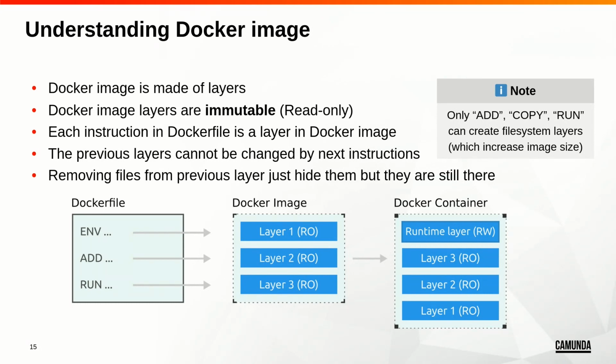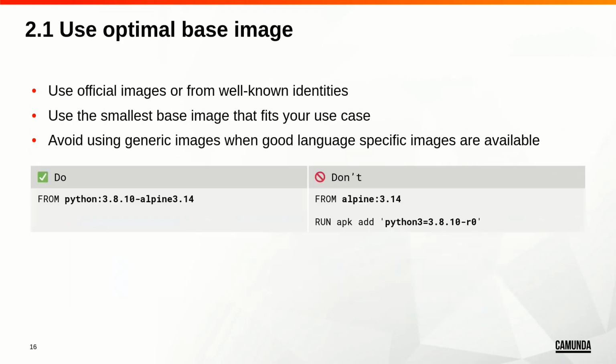So if you want to avoid saving data in the image, you should make sure to remove it within the same layer, or don't put it there in the first place. We will have more details in a minute, but just remember, Docker images are immutable. You cannot change them later. Now let's get back to the Docker image practices.